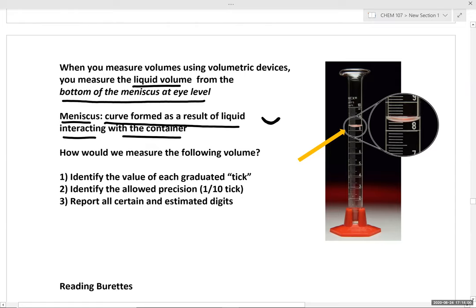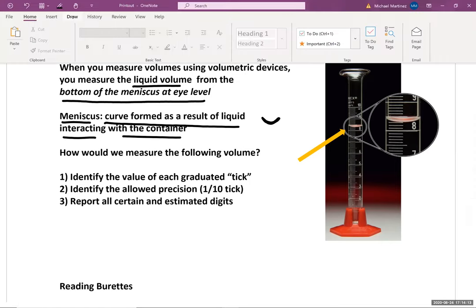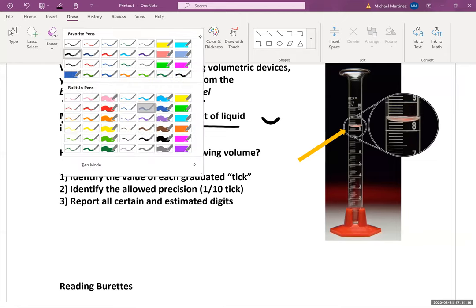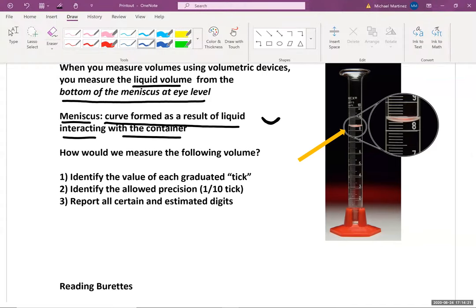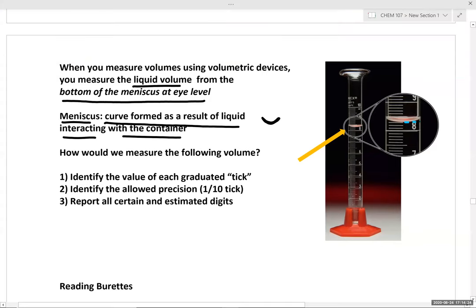Now, here's an example of a graduated cylinder. If we zoom into the meniscus, we can see the liquid meniscus layer. And at eye level, we're always going to measure our volume from the bottom of the meniscus. So we're going to very clearly mark, let me use a very bright pen for that, the bottom of the meniscus. That's the bottom of our liquid curve. And now we're going to take our volume reading from the bottom of the meniscus.